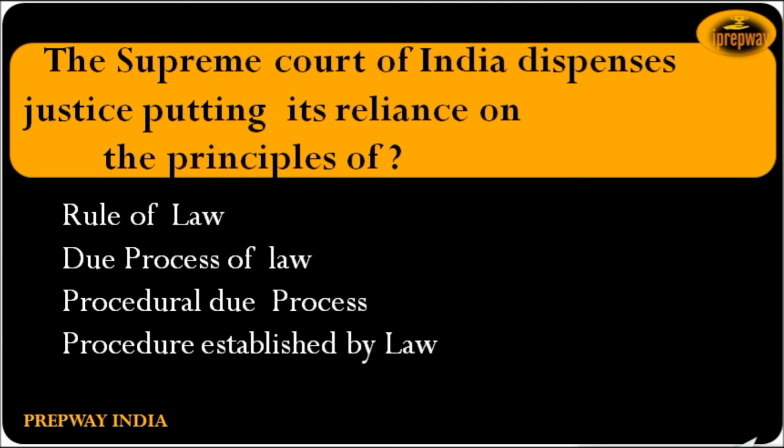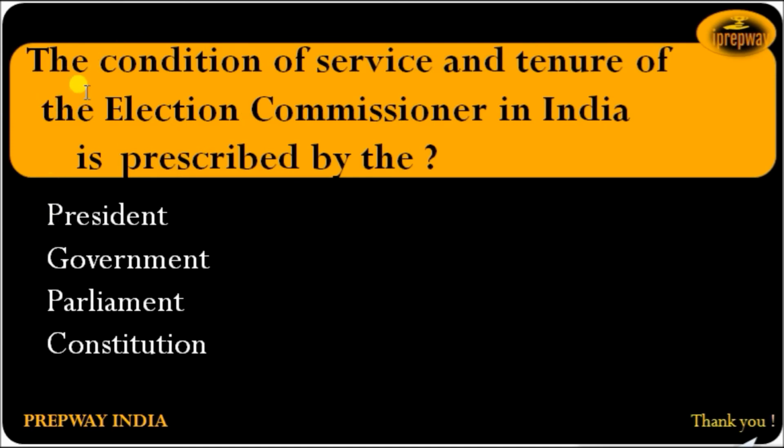Now the next question is: the conditions of service and tenure of the election commissioner in India are prescribed by which one? The first option is the president, and the second option is the government. The third option is the parliament, and the fourth option is the constitution. So try to understand and choose the right answer. The right answer is the parliament.